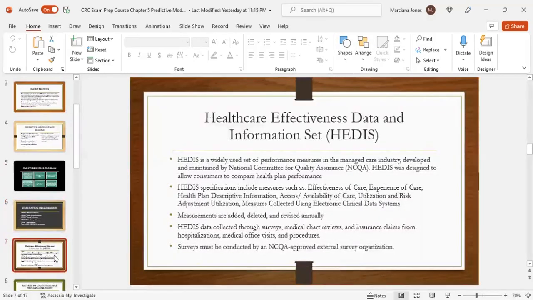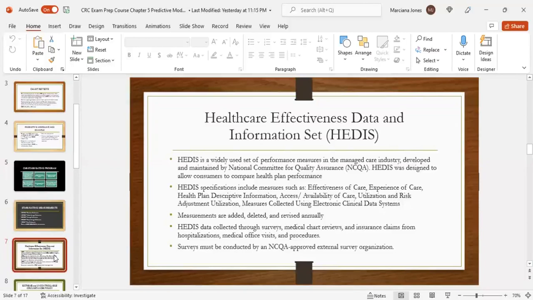Healthcare Effectiveness Data and Information Set, HEDIS. HEDIS measures. Those are the measures that they have to meet in regards to the star quality. And there are different types of measures, and we'll talk about them.